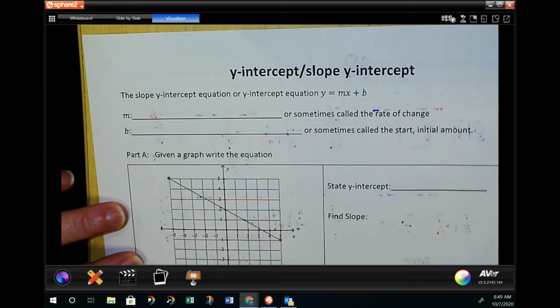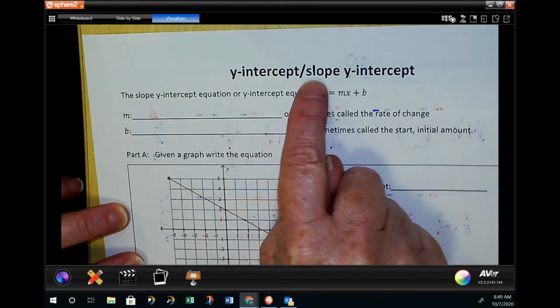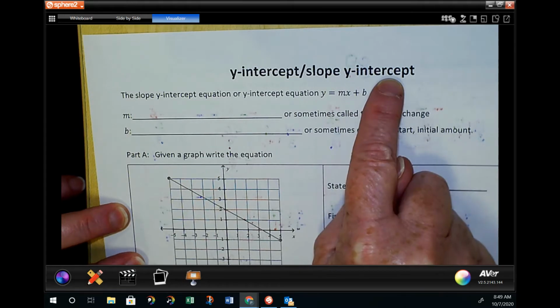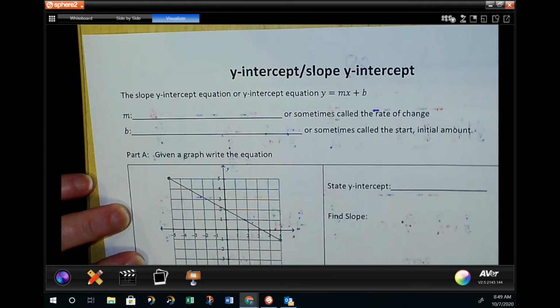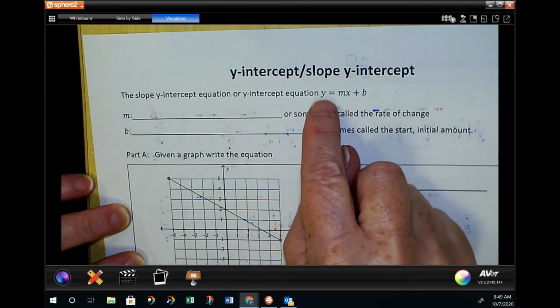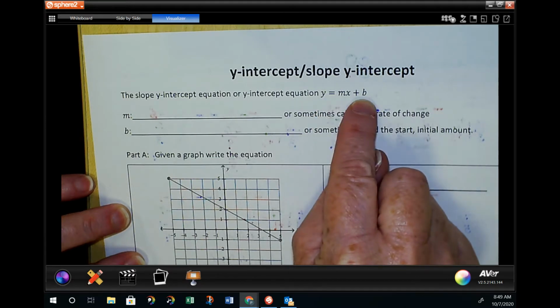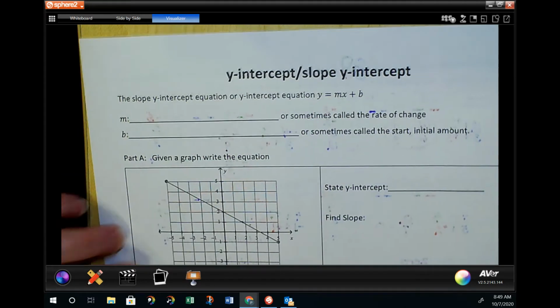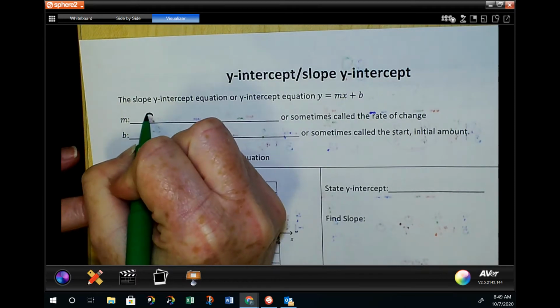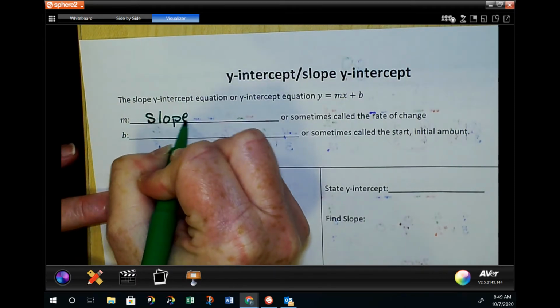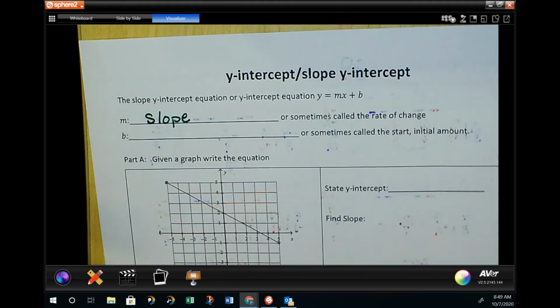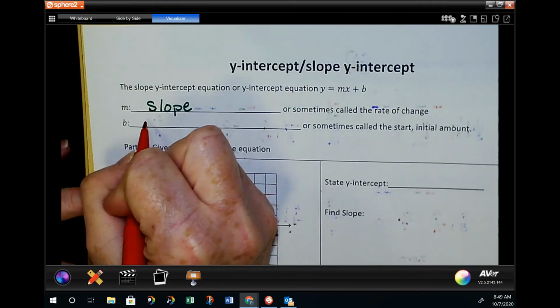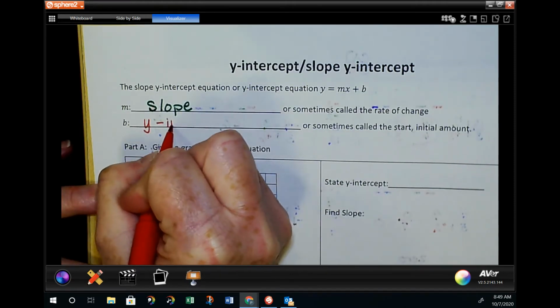Okay, so for this part, we're going to do y-intercept, or sometimes we call this slope y-intercept. And what happens is a slope y-intercept equation is of the form y equals mx plus b. That m is your slope. So m is the slope. And then b is your y-intercept.